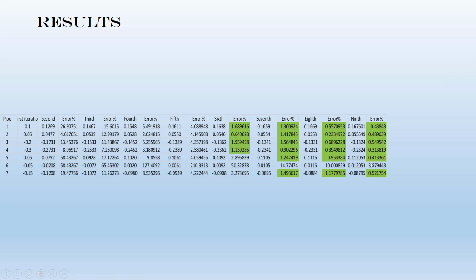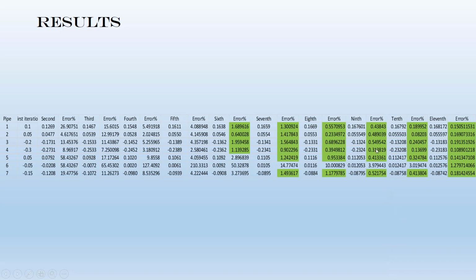So for the ninth one, it decreases from 10% to 3.9%, and still we need to continue it, and then eventually, at the last iteration, all error percentages are less than 2%, and this is acceptable. This is good. Now you can report these volumetric flow rates as the volumetric flow rates of this problem.